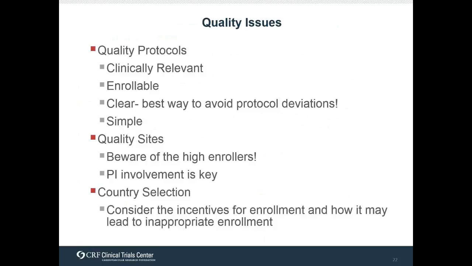And finally, the best protocols are simple protocols. The more complex they are, the more protocol deviations there will be, and ultimately the very complex protocols tend not to give clear clinical answers at the end.